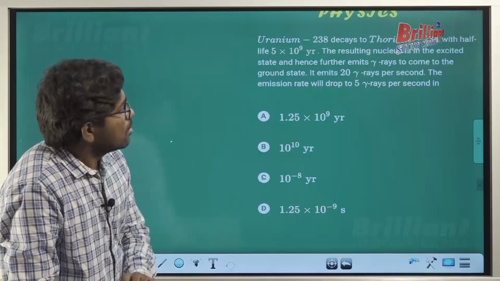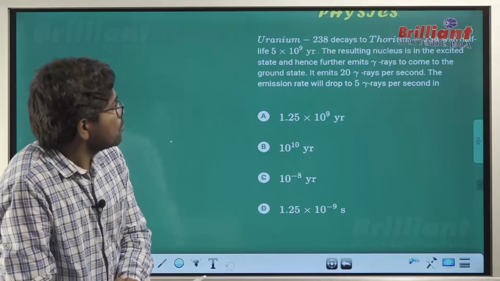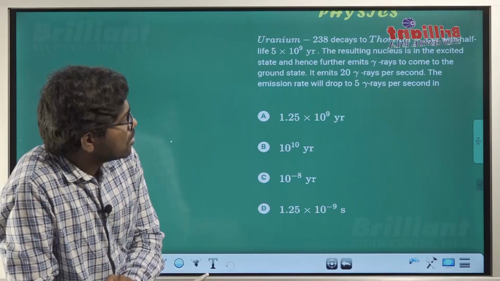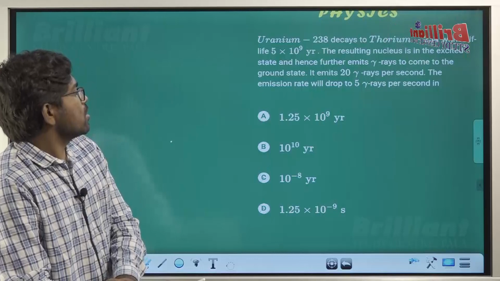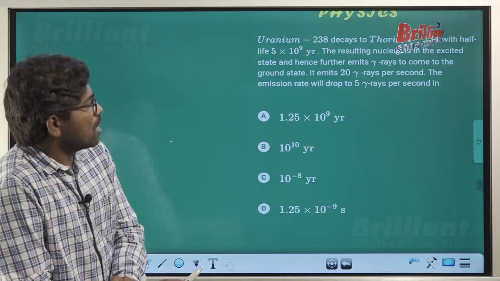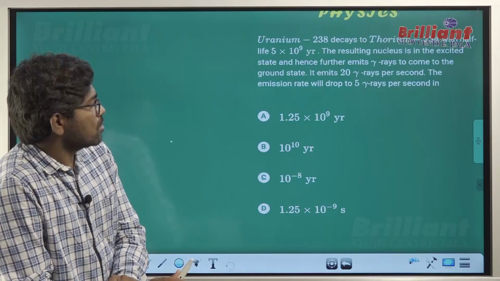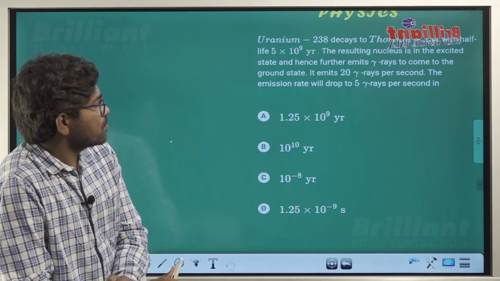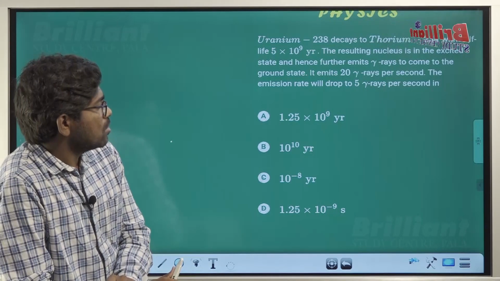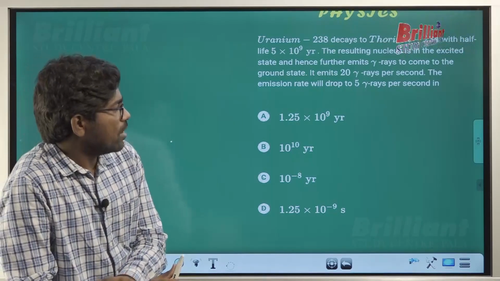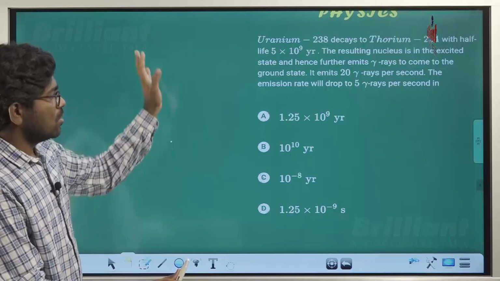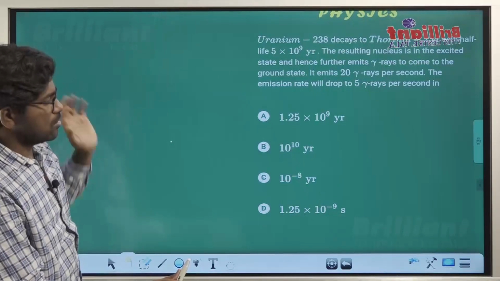Uranium-238 decays into thorium, and the thorium has a half-life of 5 into 10 power 9. The resulting nucleus is in an excited state and hence further emits gamma rays to come to the ground state. It emits 20 gamma rays per second. The emission rate will drop to 5 gamma rays per second in how much time?